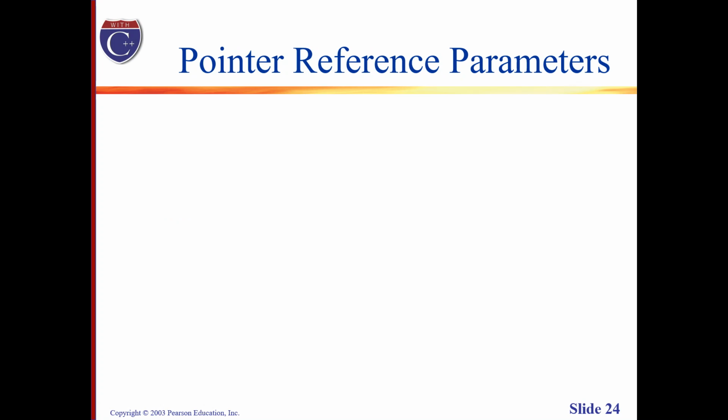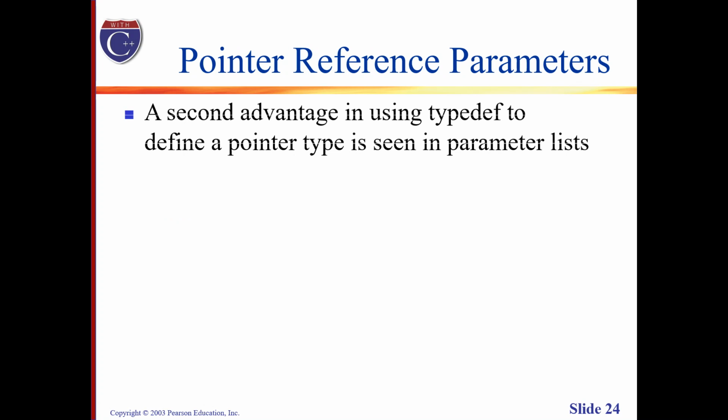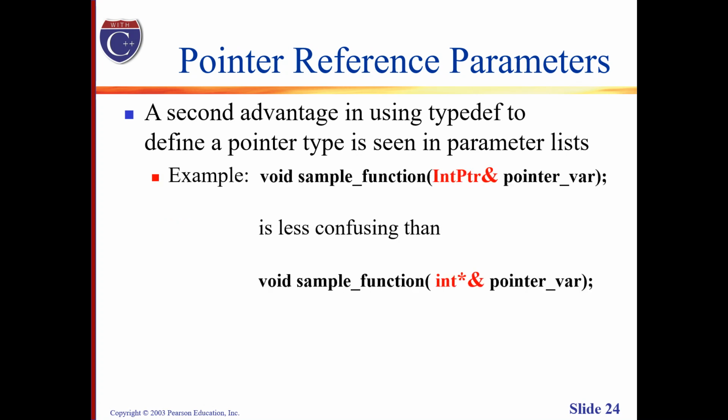Now let's talk about pointer reference parameters. Another advantage in using typedef to define a pointer type can be seen in parameter lists. Here's an example. As you can see here, we simply use typedef to declare our parameters. In this case, the first example is much easier to understand and less prone to mistakes as compared with this one, which at some point can be confusing.